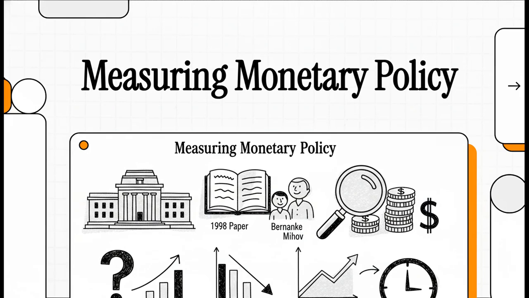You hear it all the time on the news, right? The Fed is raising interest rates. It sounds so simple. But what if I told you that for decades, even the smartest economists in the world couldn't agree on how to actually measure what the Fed was doing? It's kind of wild. Today, we're going to crack open a landmark 1998 paper by Bernanke and Ilian Mihov that finally brought some real clarity to this huge economic puzzle.